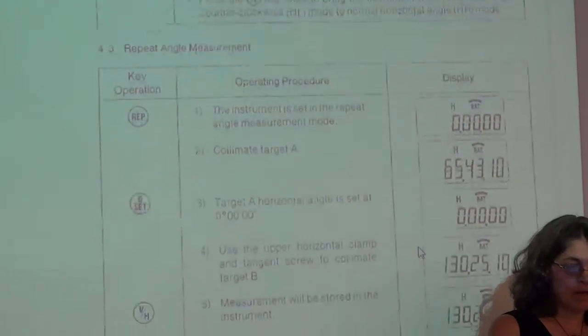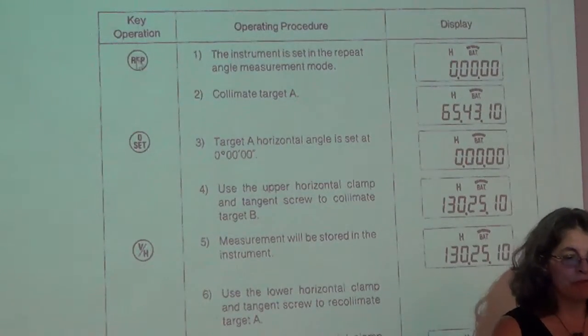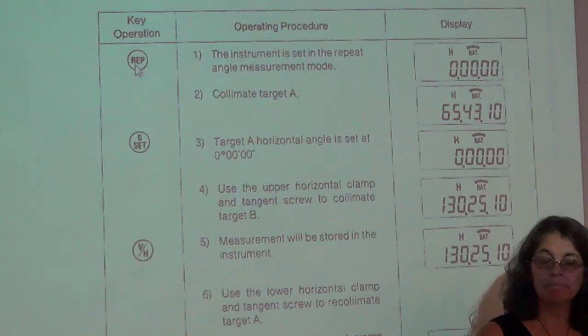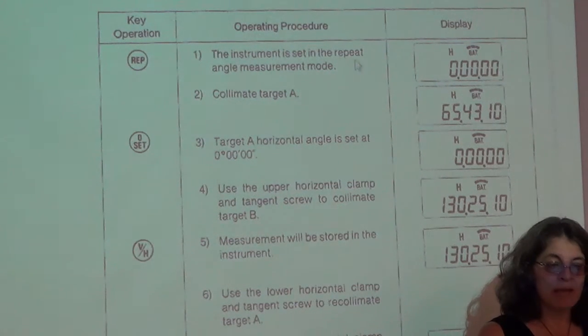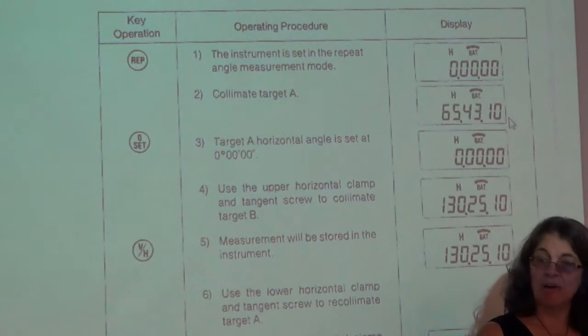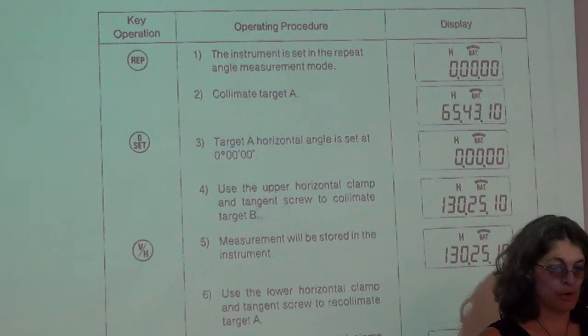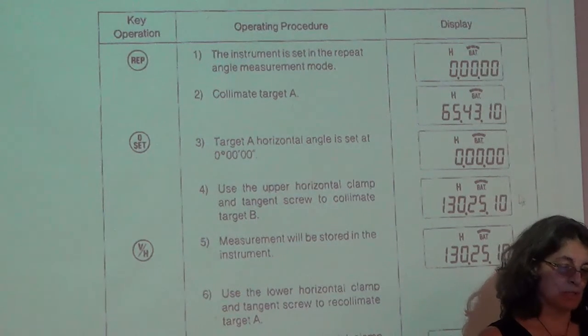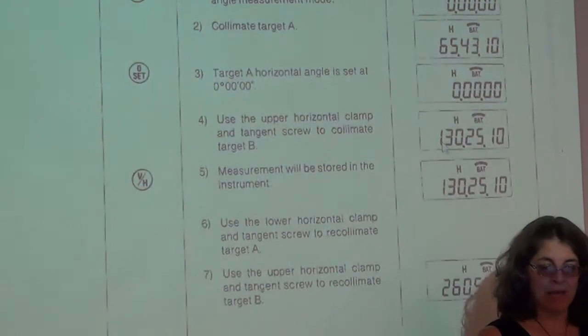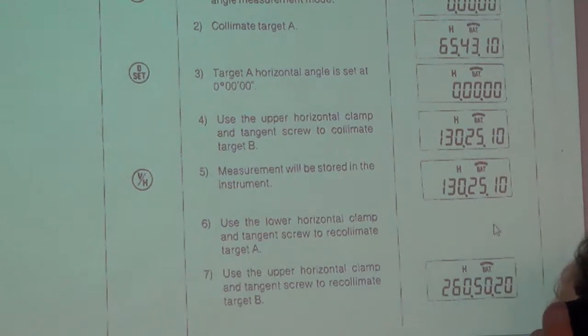But now let's look at angle by repetition. The first thing you do is hit REP. The instrument is now set in the repeat mode. You go to A and you 0 set it. You get an angle of 65. You bring it back to A, but because you're in the repeat mode, it knows that you're holding on to that angle, and when it goes to point B the second time, it gets 130.